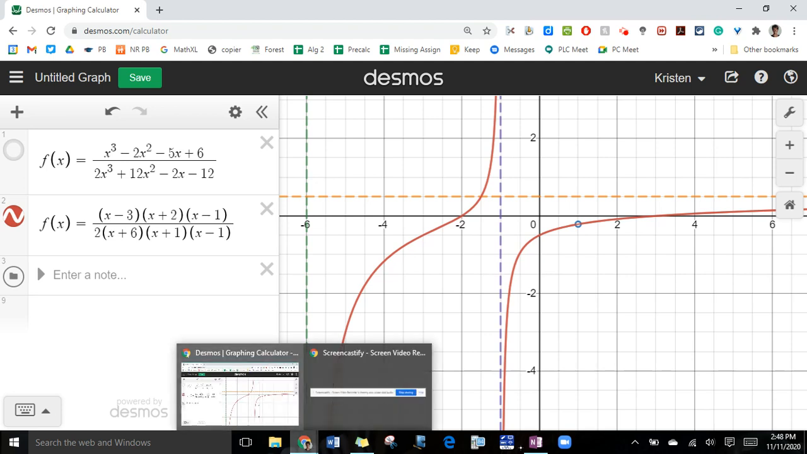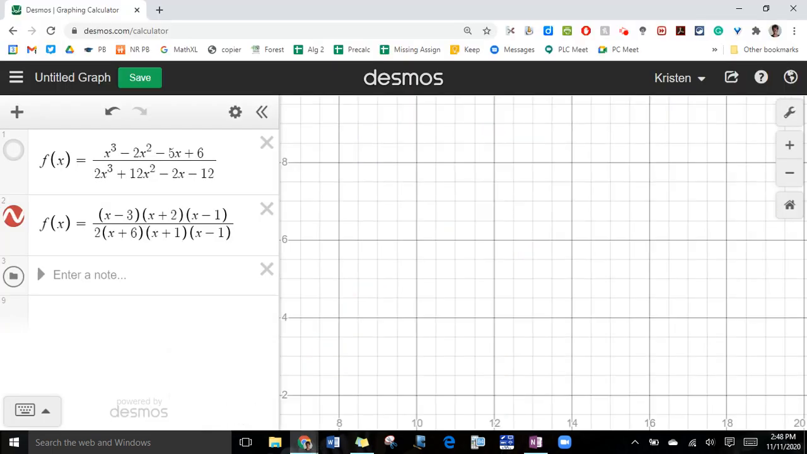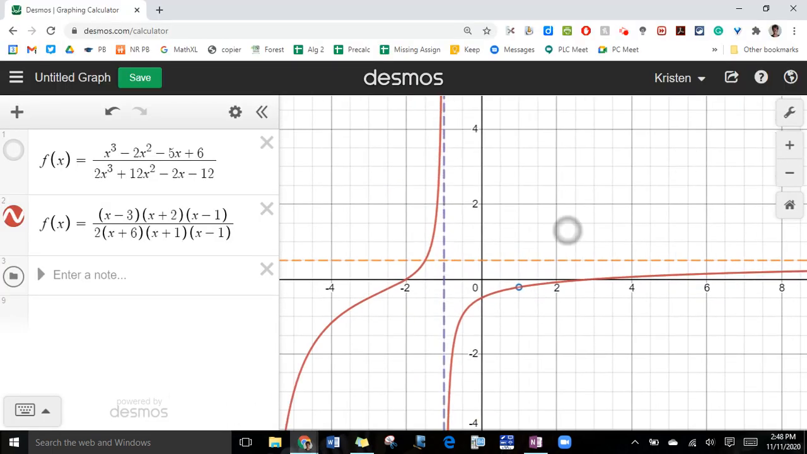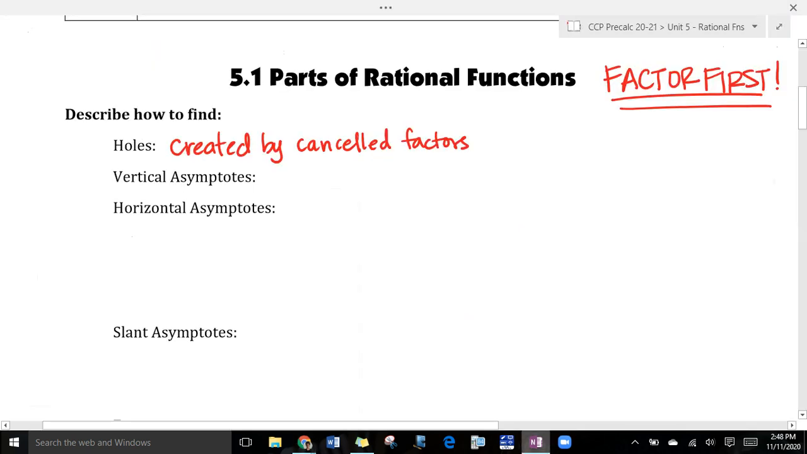Okay, next piece of the function, vertical asymptotes. So going back to my graph, we had a vertical asymptote at -6. We had a vertical asymptote at -1. Now remember, the x minus 1 is really gone. It's been canceled out. Do you see that the factors in the denominator are x plus 6 and x plus 1? Those values are the ones that are creating those vertical asymptotes. Okay, so vertical asymptotes we will find by setting the denominator factors equal to 0 and solving.